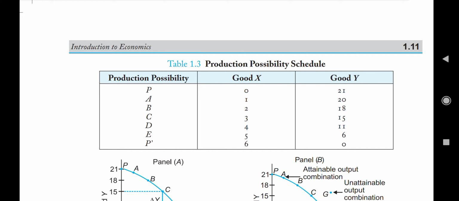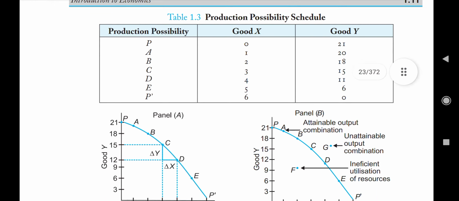In X you will see a gain: 0 to 1, 1 to 2, 2 to 3, 3 to 4, 4 to 5, 5 to 6. But in Y you will see 21 to 20, 20 to 18, 18 to 15, 15 to 11, 11 to 6 and 6 to 0. Means here the loss will be there, sacrifice will be there. And for the production possibilities, you can use any letter; here it is written P, A, B, C, D, E, P dash, but you can use any alphabetical letter, no issue.